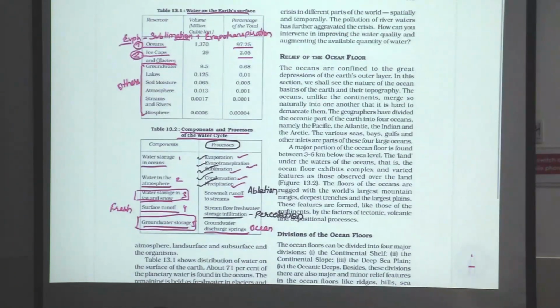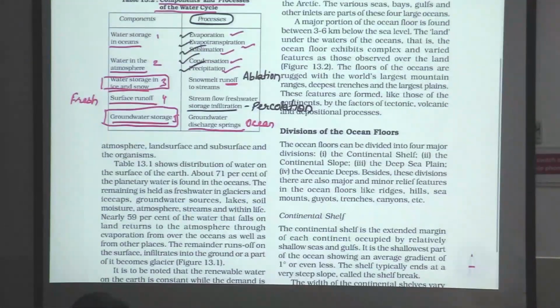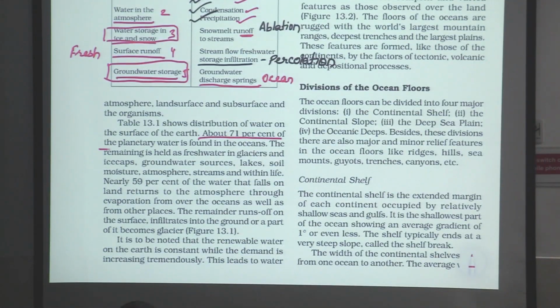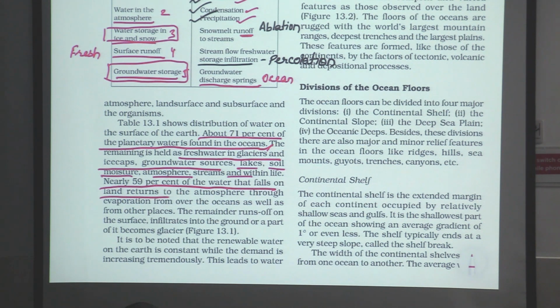Quickly remind yourself, NCERT tables are giving us the reference of the details. Let me zoom it out here. About 71% of planetary water is found in ocean. Remaining is held as fresh water in glacier, ice cap, groundwater, lake, soil moisture, atmosphere, etc. Nearly 59% of water that falls on land returns to atmosphere through evaporation.